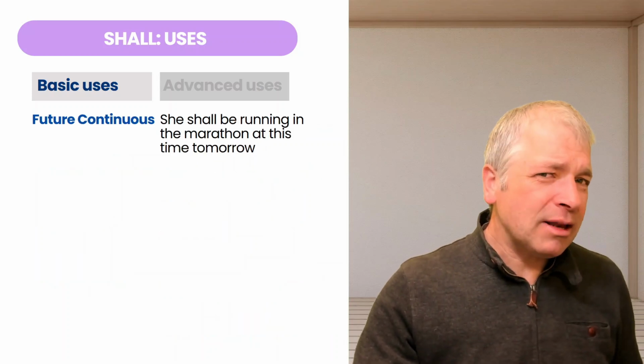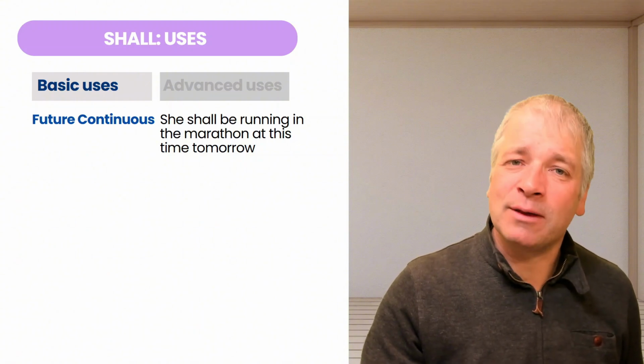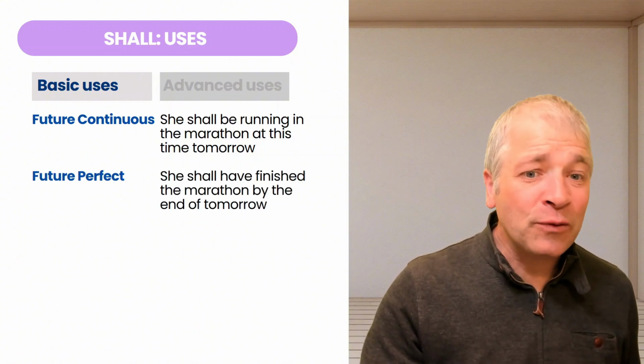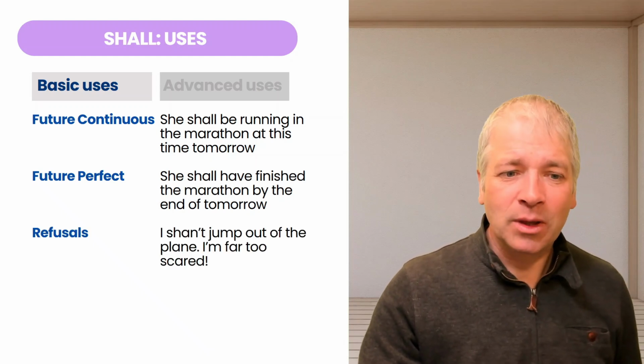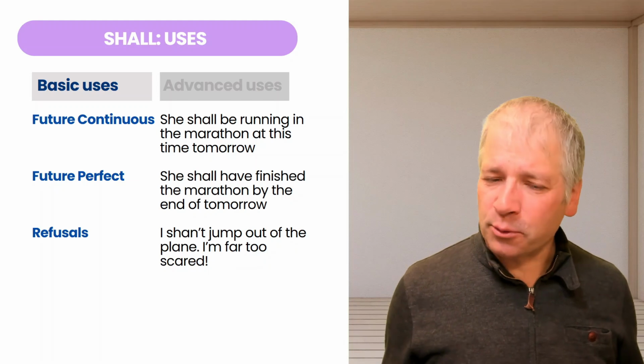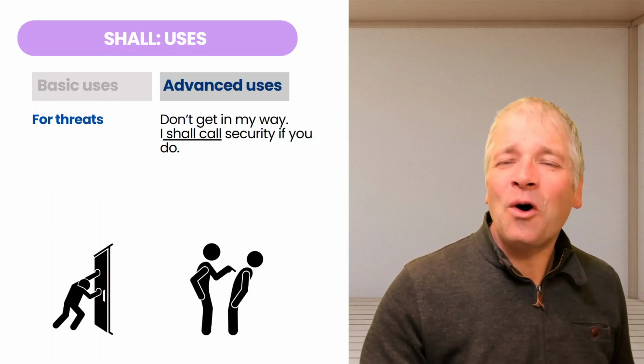We can also use it in the same way as will for the future continuous. She shall be running in the marathon at this time tomorrow. Or the future perfect. She shall have finished the marathon by the end of tomorrow. And also in refusals. I shan't jump out of the plane. I'm far too scared.